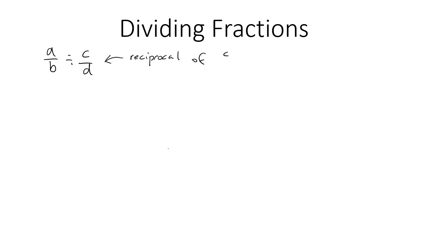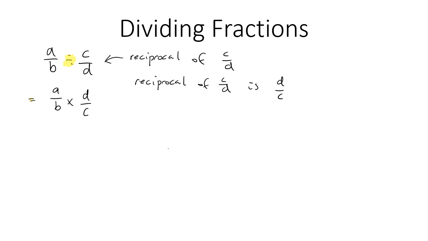Reciprocal of c over d. And to find the reciprocal, we just swap the numerator and the denominator around. So the reciprocal of c over d is d over c. And we times the reciprocal. So we change the divide sign into a multiplication sign. So that is equal to a over b times d over c.